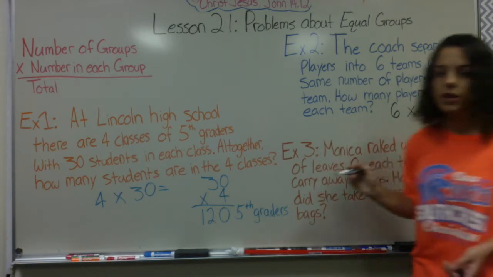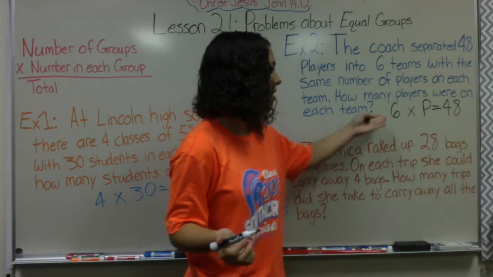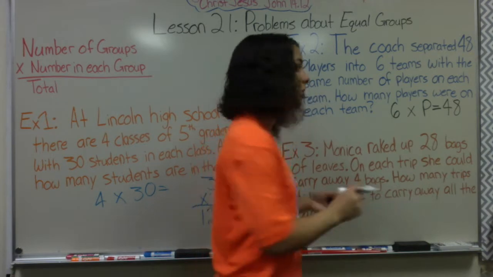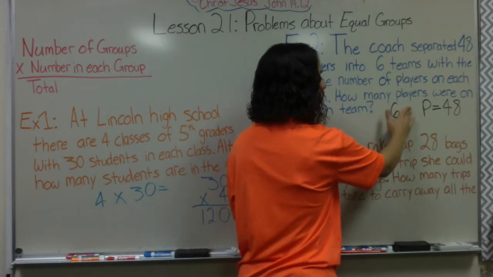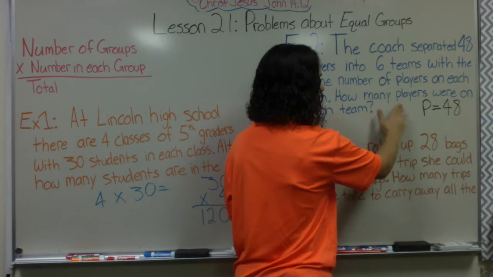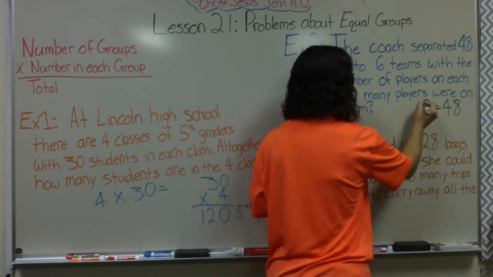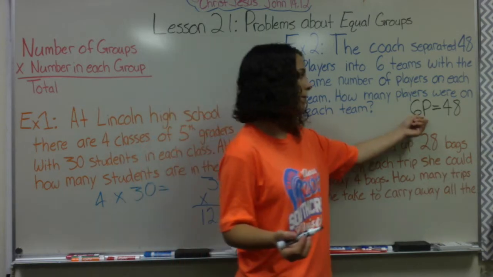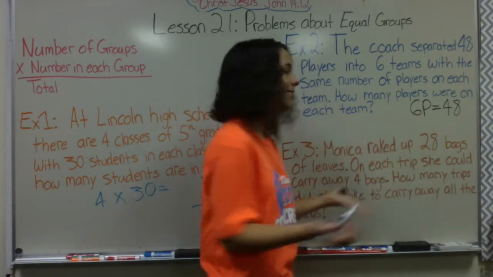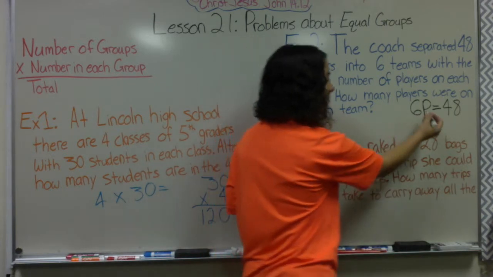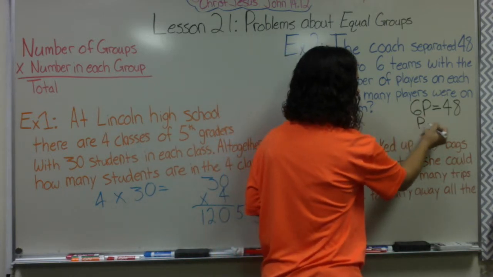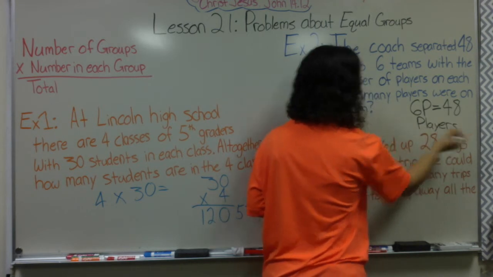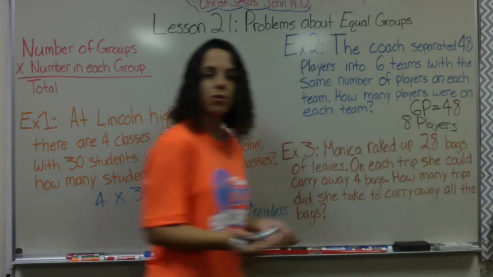Thankfully, we're dealing with smaller numbers where I actually should know this missing number of the problem. 6 times what equals 48. Another way that our book shows us missing multiplication numbers is if I were to write 6P equals 48. That's a multiplication problem with a missing number. So 6 times what is 48? That's actually a division problem. 48 divided by 6 is 8. So the number of players on each team is 8. I have 8 total players on each team.